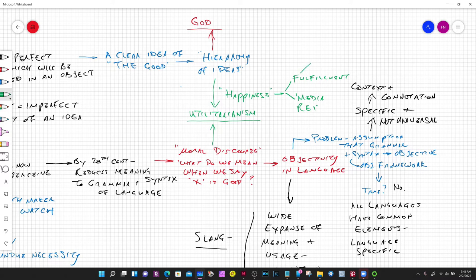And in terms of fulfillment, he talks about the concept of practice, habit. We hone our skill as a blacksmith over time. And virtue is inseparable from the practice of the habit.